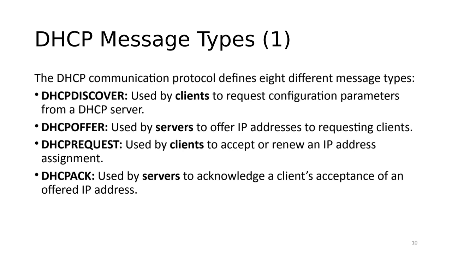So we talked about different message types. The DHCP discover, when you want to request information parameters from your DHCP server. We have DHCP offer, the server offering an IP address to the client. We have DHCP request by the client to accept or renew an IP address. And we have DHCP acknowledge, used by the server to acknowledge the client's acceptance of an offered IP address. Any questions?